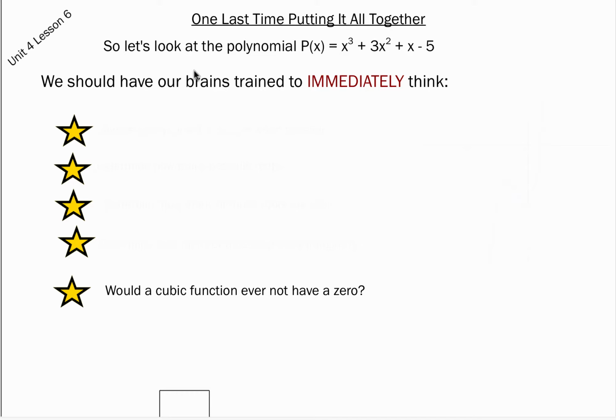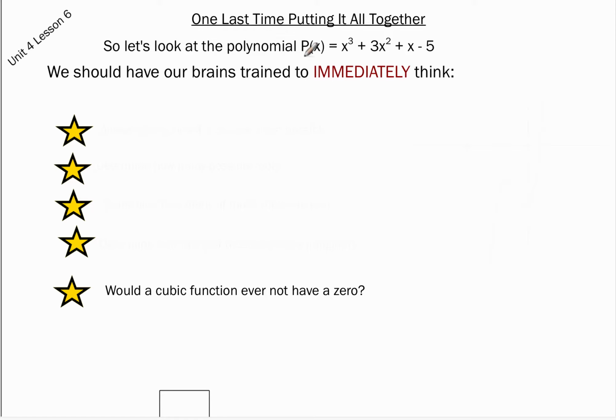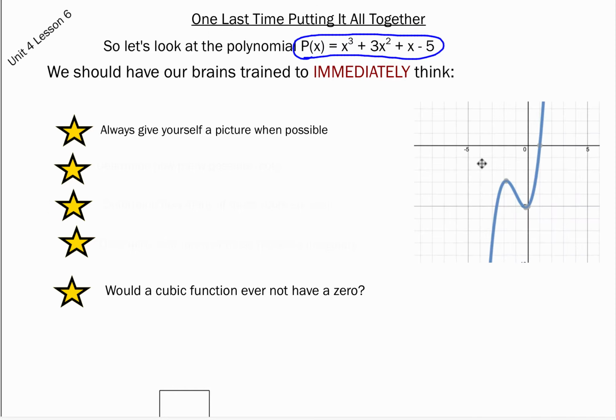And we have a polynomial here. And we have our brains trained to immediately think the following. Whenever we're given some polynomial, the first thing we should always do is get ourselves a picture whenever possible. That means whipping out Desmos, whipping out your calculator, and getting a picture. In this picture, we shouldn't be that shocked about it. We see that it's a cubed and that it's positive, so it has one tail down and one tail up, with the leading tail going down because of the positive in front of the cubed.